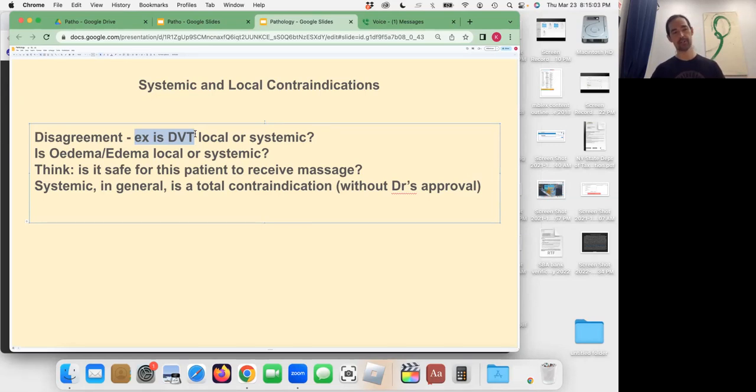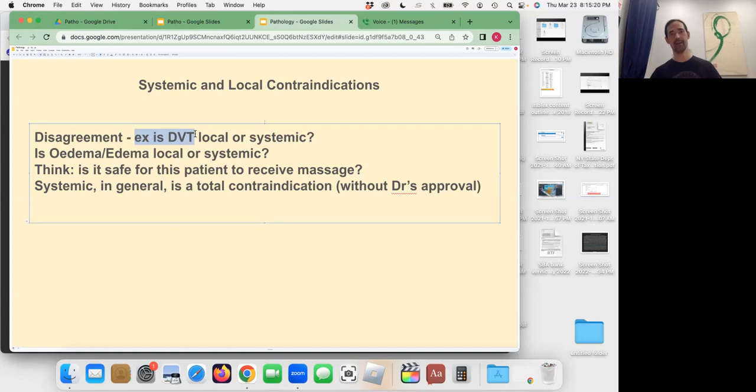If the doctor writes a note and says, well, it's okay to work on this person, just not on the leg, then you're covered legally because the doctor says it was okay. The higher knowledge, higher position of authority says it's all right.